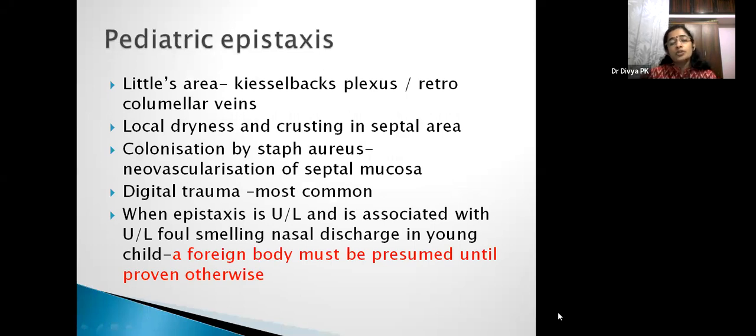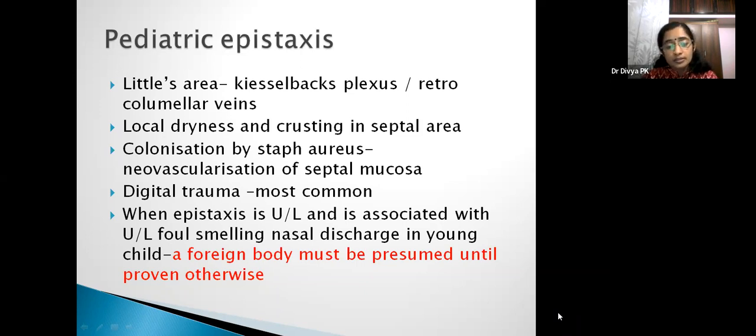In pediatric epistaxis, the usual site of bleeding is Little's area, where Kiesselbach's plexus is supplied by both the external and internal carotid arteries, or the bleeding may be from the retrocolumellar veins. On examination, the child will have local dryness and crusting in the septal area. It is proposed that there is an increased chance of colonization by Staph aureus in that area, leading to neovascularization of the septal mucosa. When the child puts nails inside the nose, digital trauma can cause bleeding.